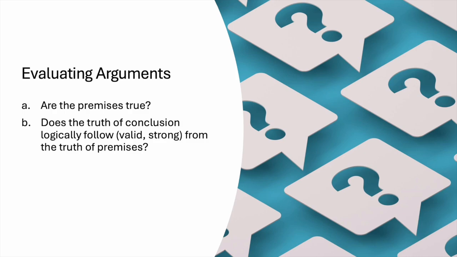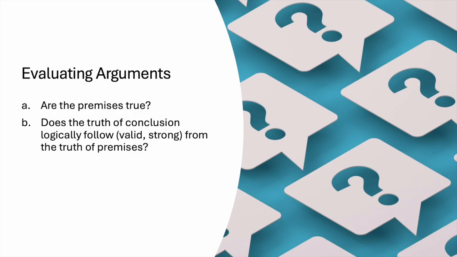A, are the premises all true? And B, if the premises are all true, do they logically imply the truth of the conclusion, either with deductive validity or inductive strength? Right? So we've got these two evaluation questions. We might have a false premise due to an empirical error. We could have a false premise due to a logical contradiction. So we'd have a logical falsehood in that case.